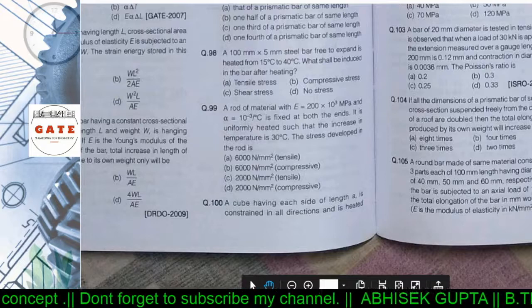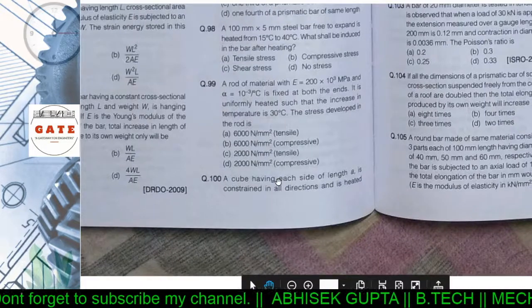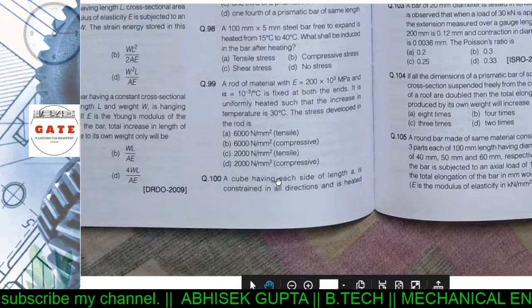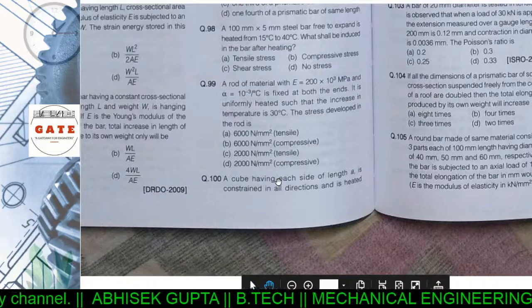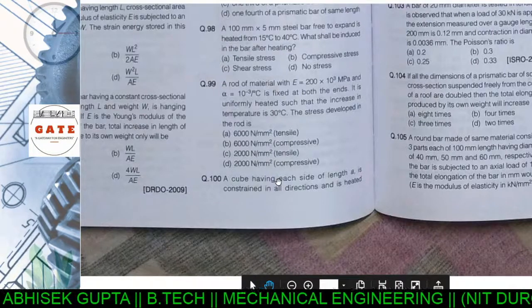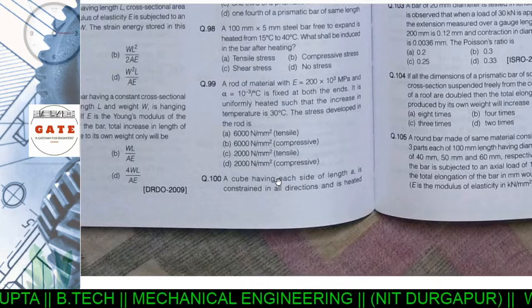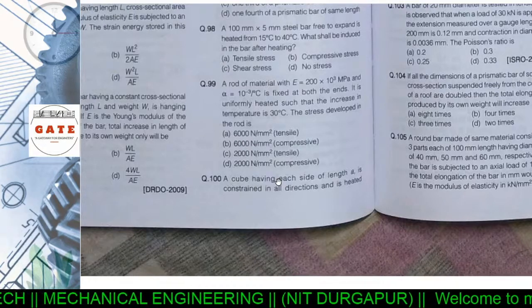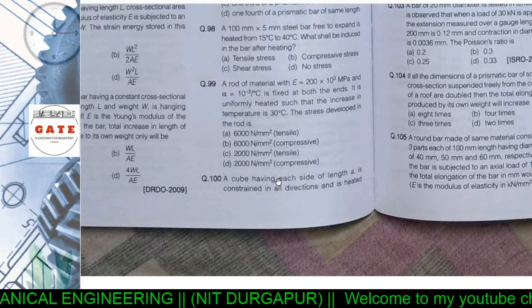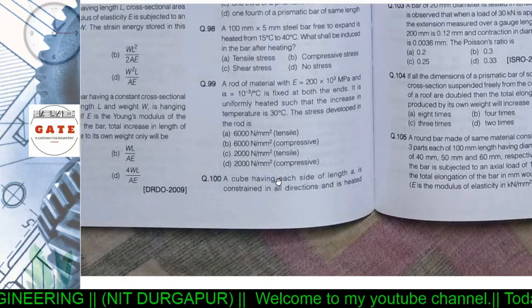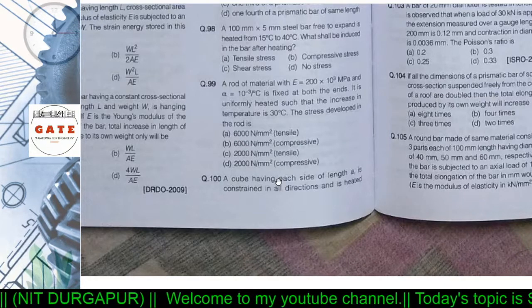So these questions are very easy. We are solving orally. Next question, question number 99. A rod of material with E 200 into 10 power 3 megapascal and alpha given is fixed at both ends. It is uniformly heated, and the temperature increase is 30 degrees. So find the stress developed. Again, a direct formula based question.